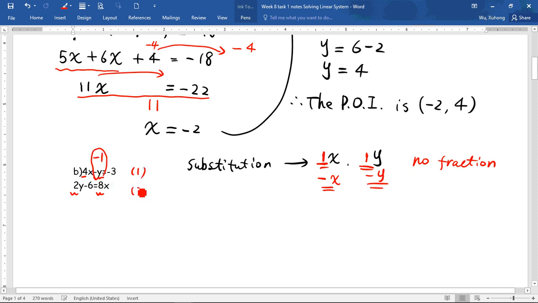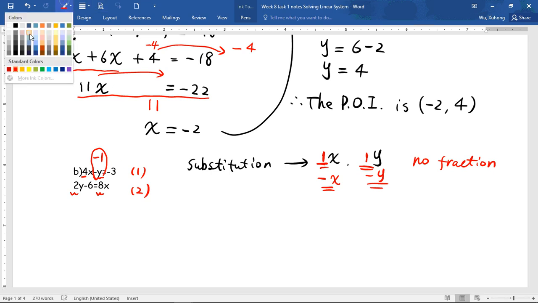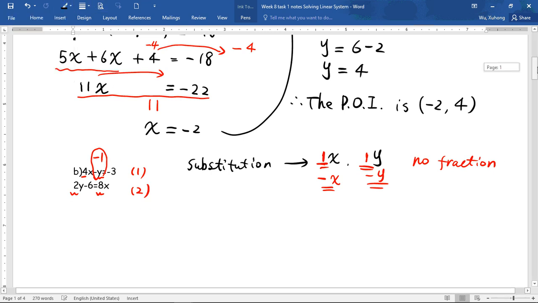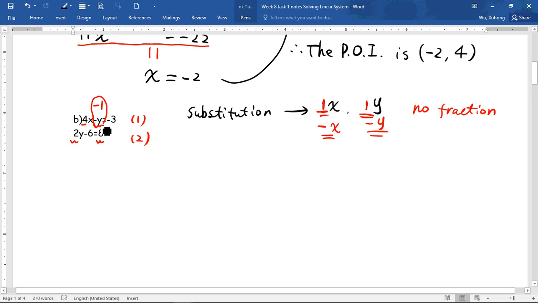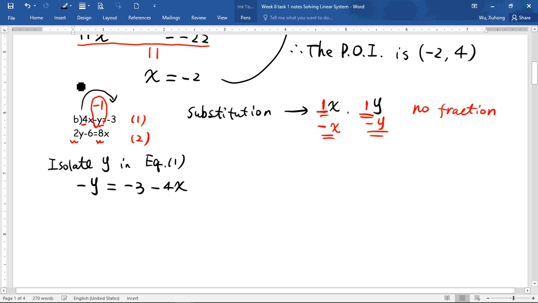Equation 1, equation 2. In order to isolate this negative 1y, we move the 4x to other side first. So isolate y in equation 1. You will have negative y equals negative 3. We take the plus 4x to other side. Opposite operation is minus 4x.